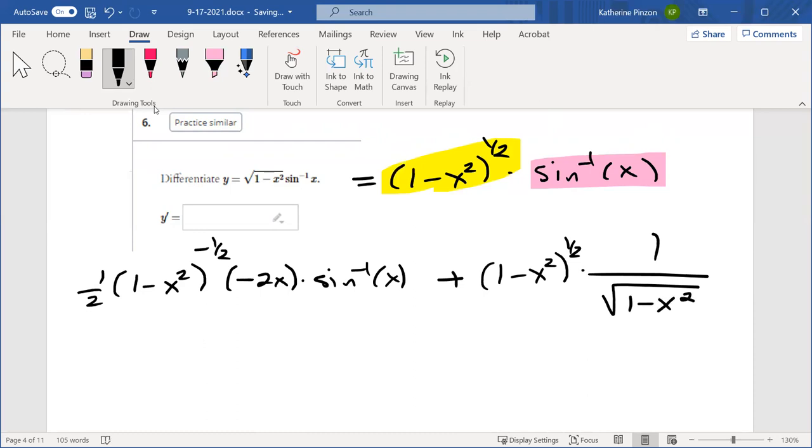You could simplify if you want to, because I think these two are the same. This and this are the same, right? I have a square root of 1 minus x squared here and a square root of 1 minus x squared there. So if you wanted to, you could simplify those and just write a 1, but you don't have to. You could leave it just like it is. If it's easier, you could cancel these two out and just put plus 1 at the end.